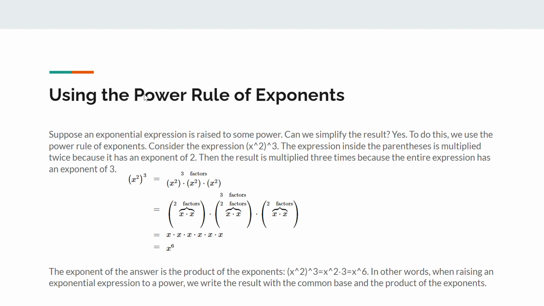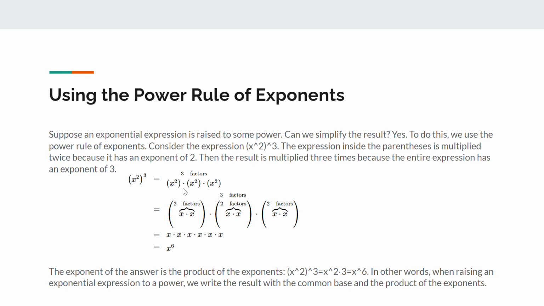The next rule is the power rule. Suppose an exponential expression is raised to some power. Can we simplify the result? Yes, of course. To do this, we use the power rule of exponents. Consider the expression x squared to the power of 3. The expression inside the parentheses is multiplied twice because it has an exponent of 2. Then the result is multiplied 3 times because the entire expression has an exponent of 3. So it looks something like this.